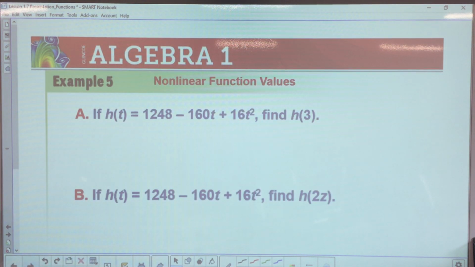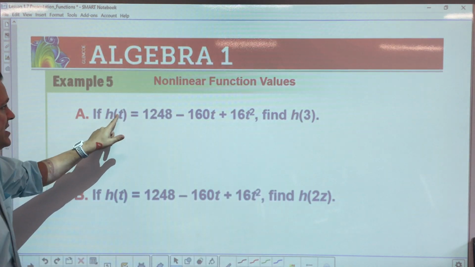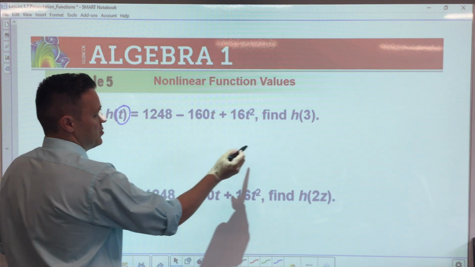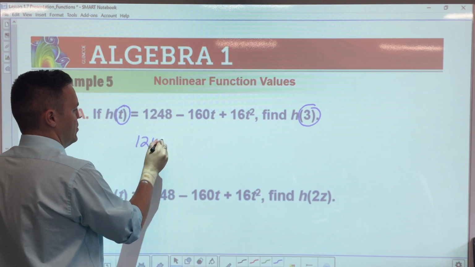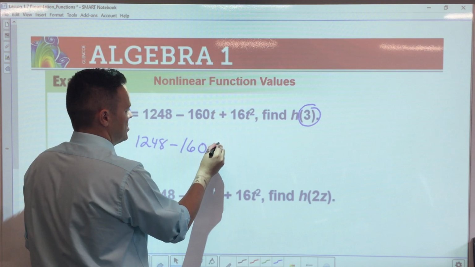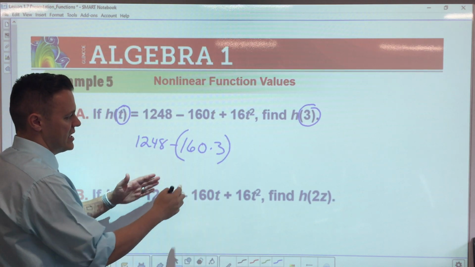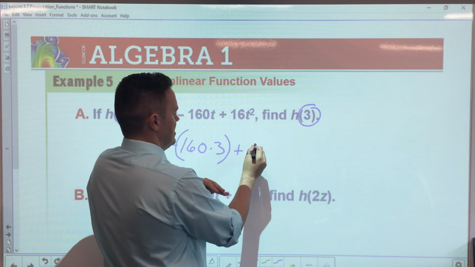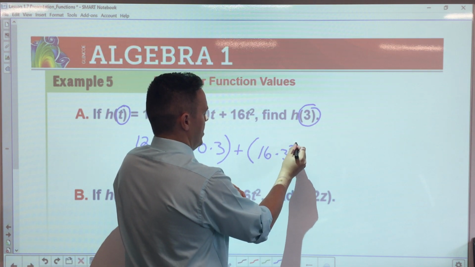So this, a nonlinear function, all you're doing is find h of 3. Okay, so if you have h of t, what it means is you're taking all these t's and you're replacing them with what? 3's. So you just bring this down. 1248 minus 160 times 3. Now what I need to start doing, and what you guys should do at home, is put brackets around it. Makes it easier to solve. Plus 16 times 3 squared. Okay?